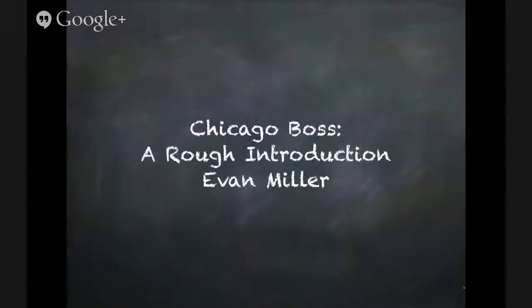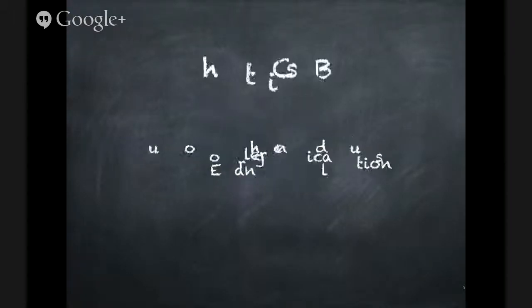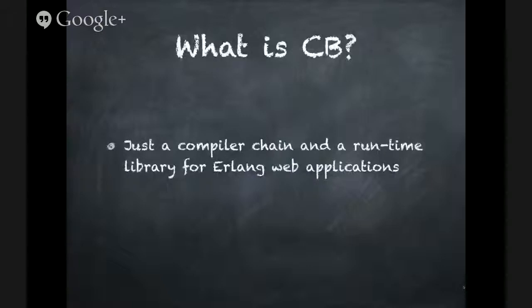So, Chicago Boss. For learning Chicago Boss, the guy who wrote it, Evan Miller, wrote a really good PDF that's available on chicagoboss.org. I recommend going there to learn all about Chicago Boss. So, what is it? Basically, it's just a compiler chain and a runtime library for Erlang web applications. The name was inspired by Tokyo Tyrant, which is a database. He said he liked that because it sounds political, and he's all about how technology is power.